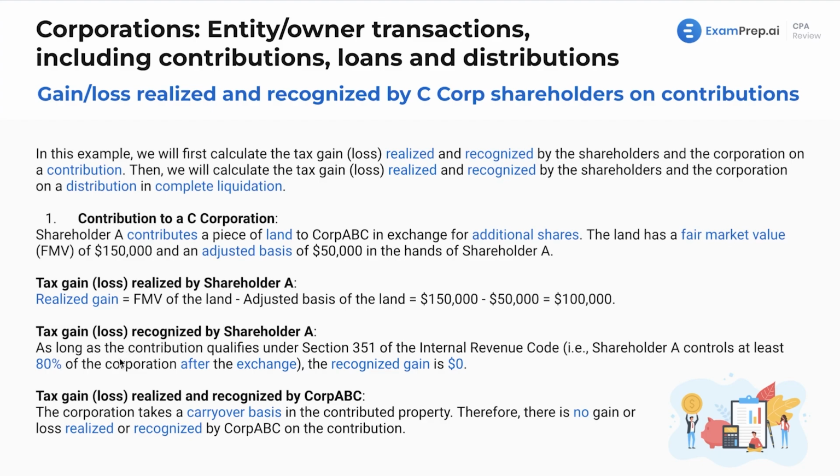it's the value you're receiving minus the value you're giving up. And then what is the gain or loss realized and recognized by Corp ABC? So the corporation takes a carryover basis in the contributed property. Therefore, there is no gain or loss realized or recognized here. We're just taking the basis of the property that was contributed.